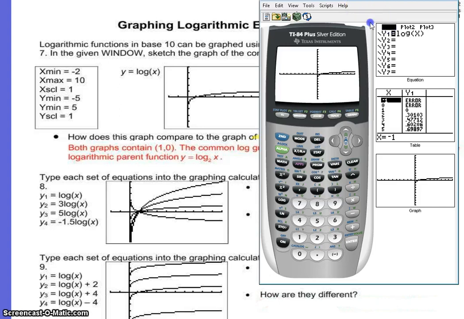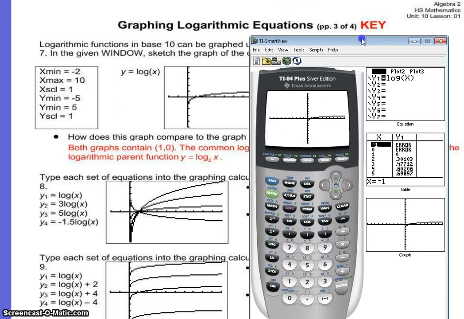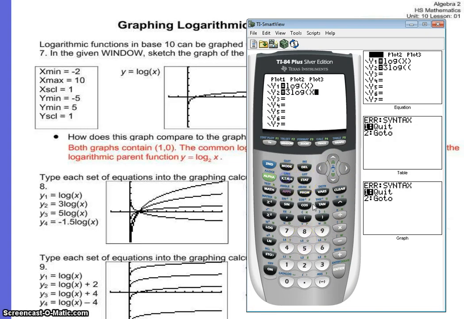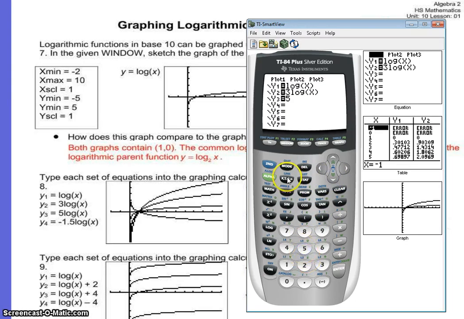So now let's take a look at number 8. So for number 8, if I wanted to plug these in, what would I need to do? I'm going to go to my calculator. Now I'm going to plug the first one in, and then I'm going to go down, and I'm going to plug the next graph in, which is 3 log of x. And then I have 5 log of x. And then I have negative 1.5 log of x.